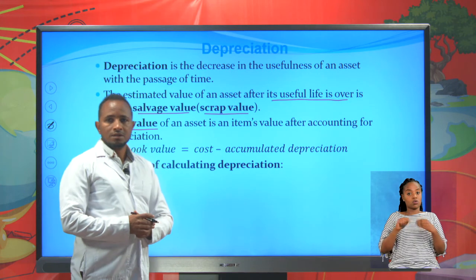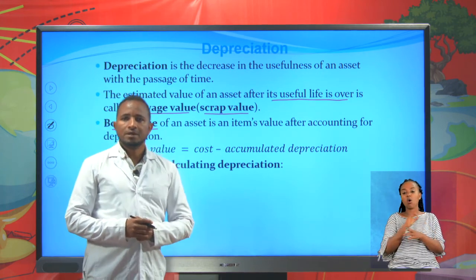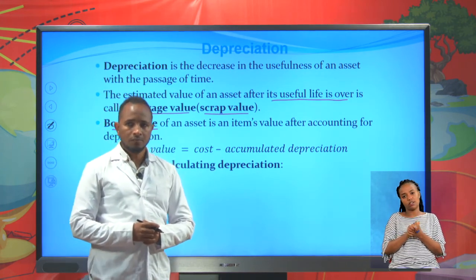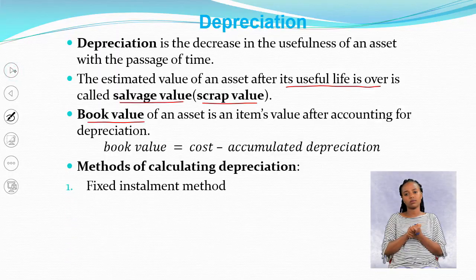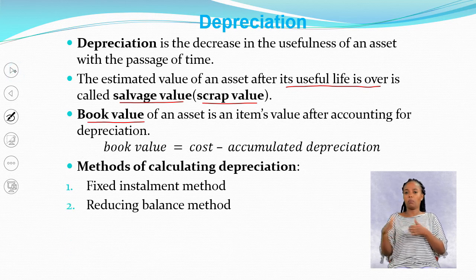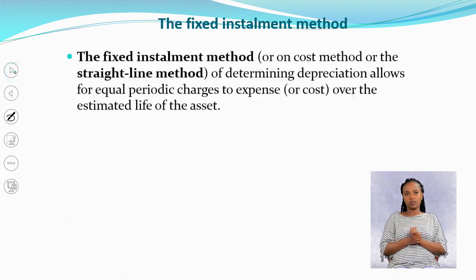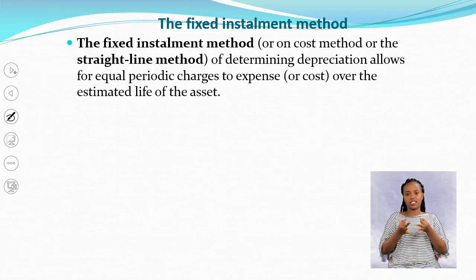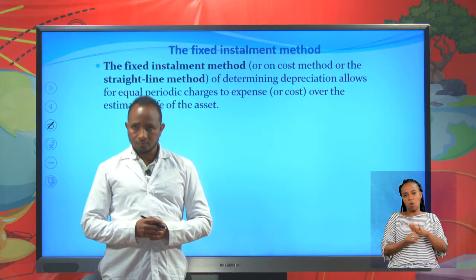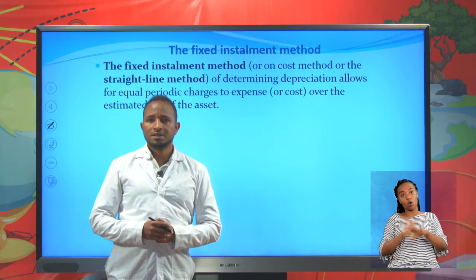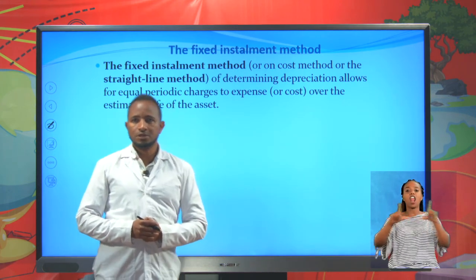So let's see the methods of calculating depreciation. We have different methods of calculating depreciation. Here we will see two methods: fixed installment method and reducing balance method. Let's see first the fixed installment method, or we call this straight line method of determining depreciation.